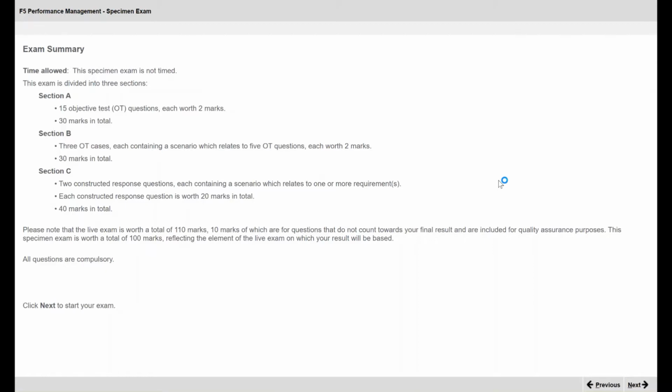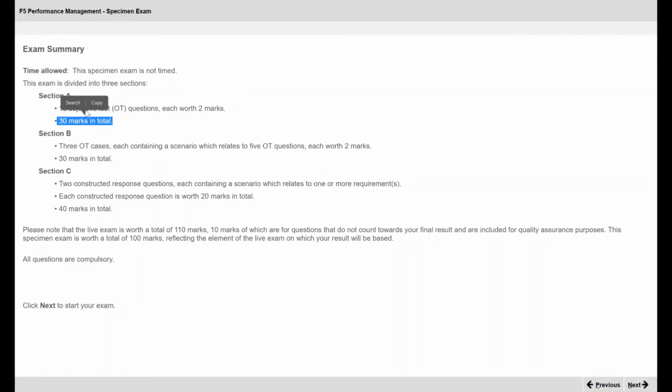As you already know, there are three sections in the F5 exam: section A, section B, and section C. In section A we have 15 questions. Each question is 2 marks, so that makes a total of 30 marks. Then we have section B, where we have 3 questions. Inside those 3 questions we have 5 questions, and each is worth 2 marks. So 3 multiplied by 5 multiplied by 2, 30 marks total.